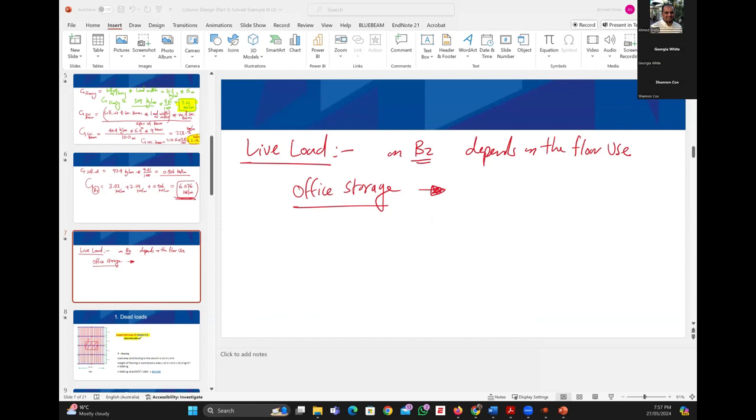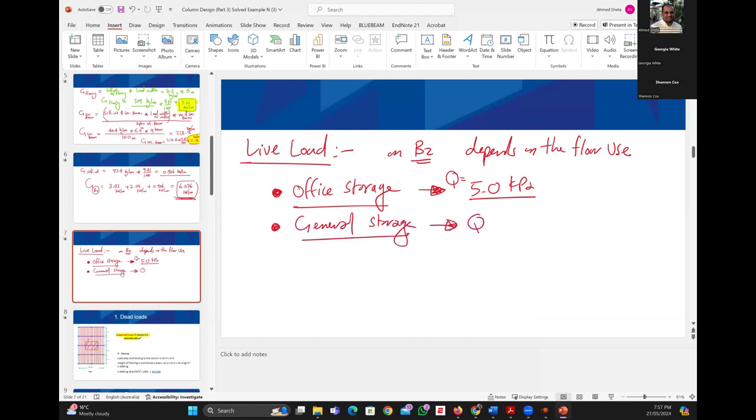Now it depends on the floor use. If we consider it as office storage, the live load Q will be equal to 5 kPa. If you want to use general storage areas, Q equals, I think it was 2.5 or 2.4. Yeah, 2.4.